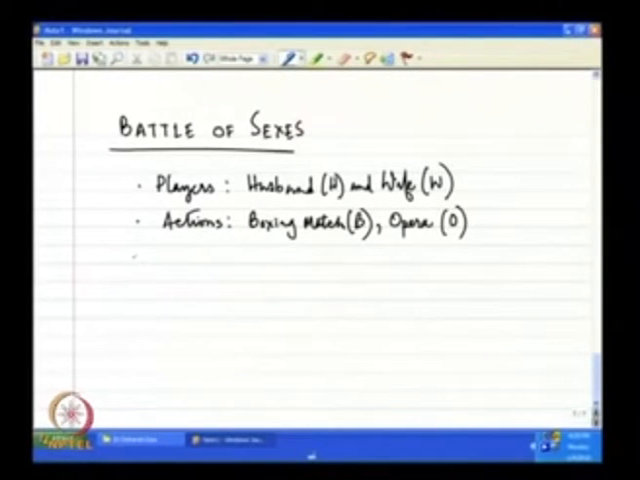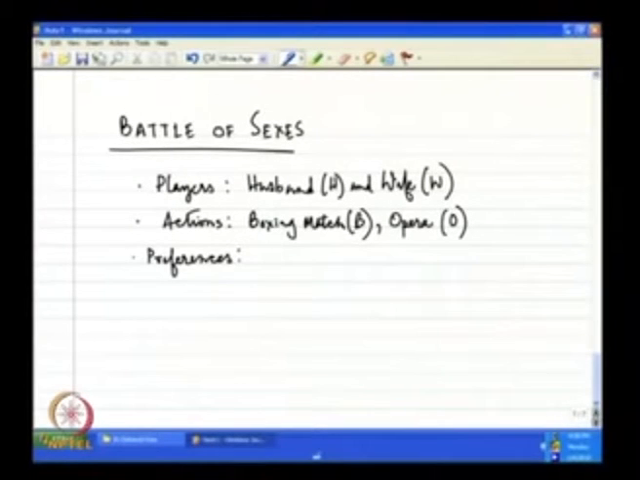What about the preferences? Since we have 2 actions here and 2 players here, there might be 4 action profiles. Now, from the point of view of each player, which is better and which is worse? Well, it is the case that the husband prefers the outcome where both of them go to the boxing match. He likes to watch boxing, whereas the wife likes the outcome where both of them go to this opera.